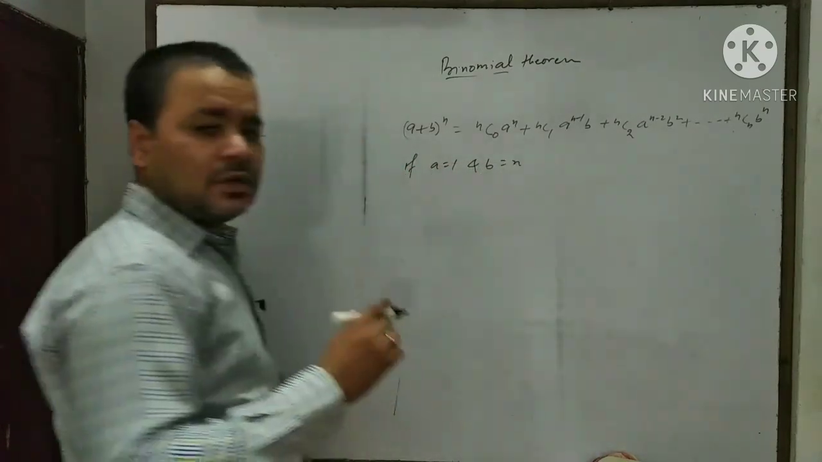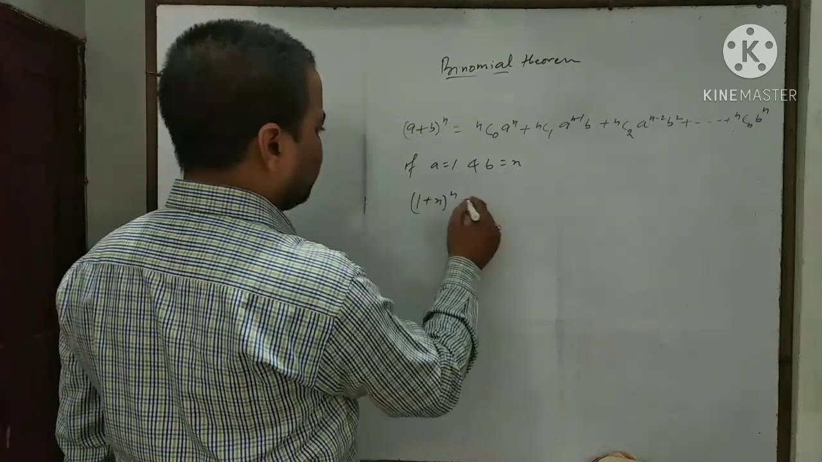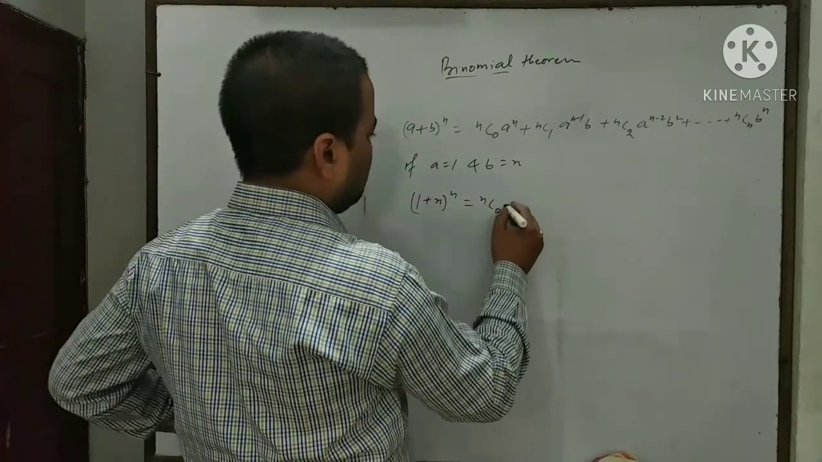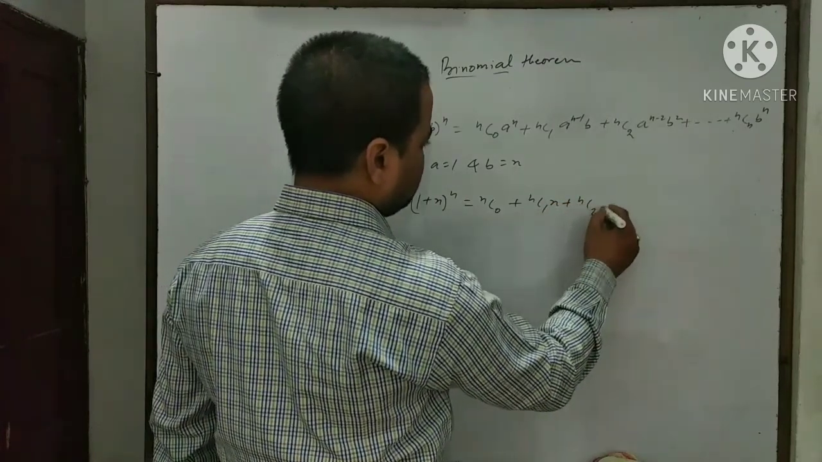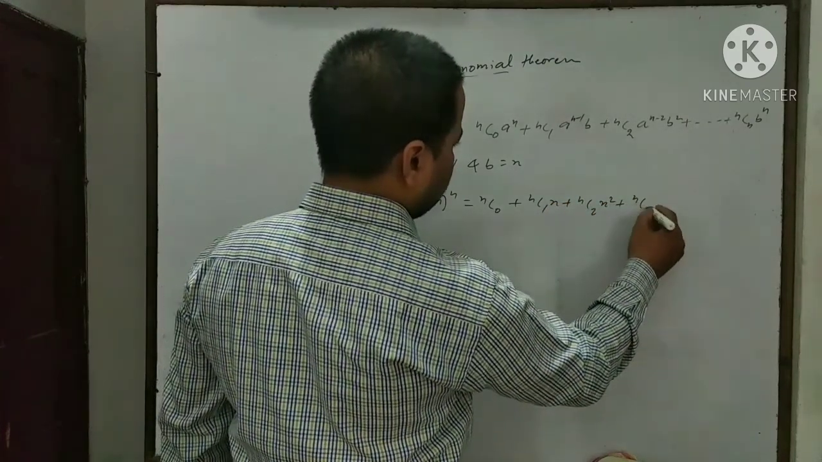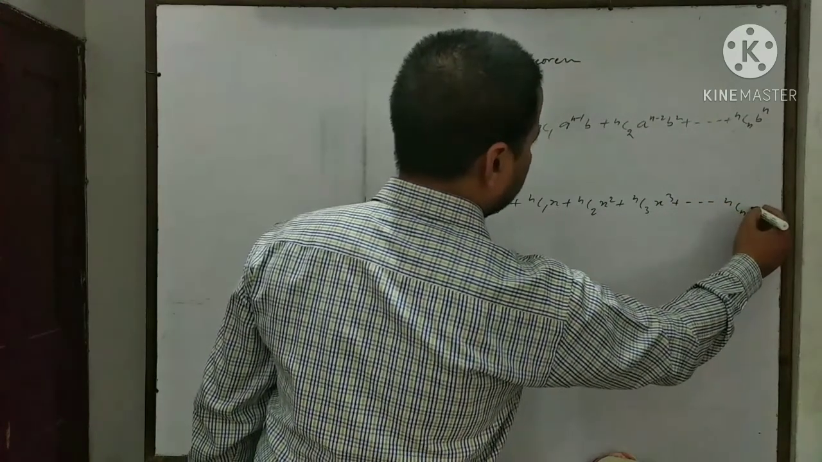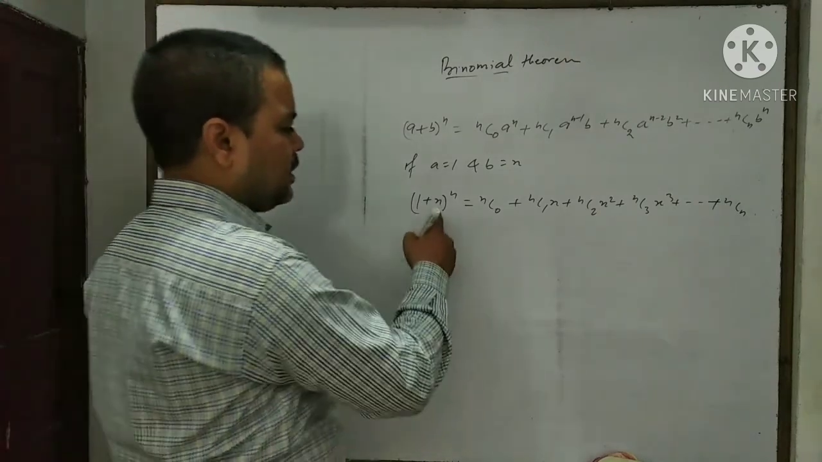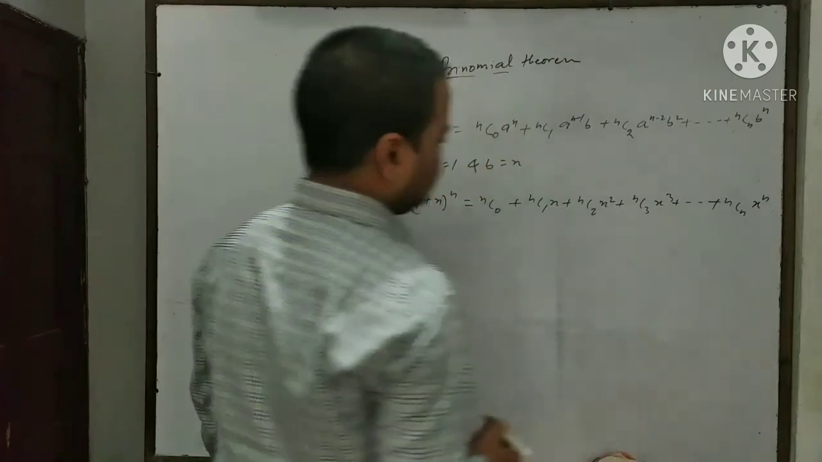Now we also see that if a is equal to 1 and b is equal to x, in this case it will be (1 + x)^n, which is equal to nC0 + nC1 x + nC2 x^2 + nC3 x^3 + ... + nCn x^n, because in place of b we have x, so b raised to the power n means x raised to the power n.